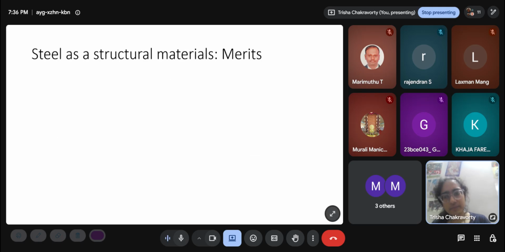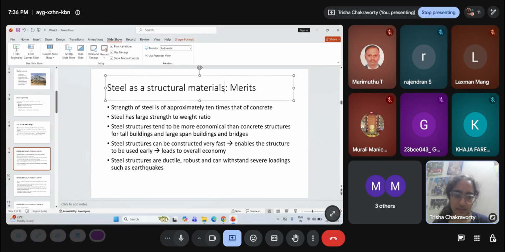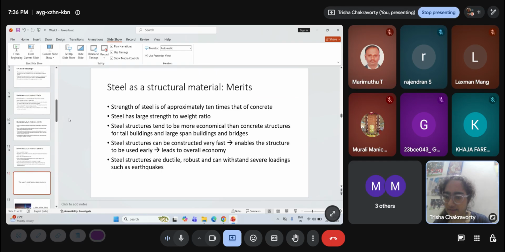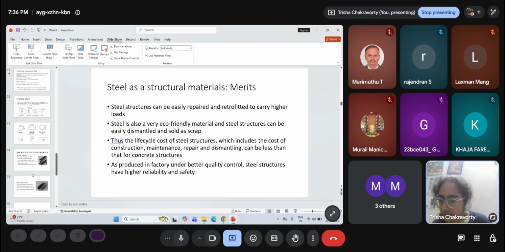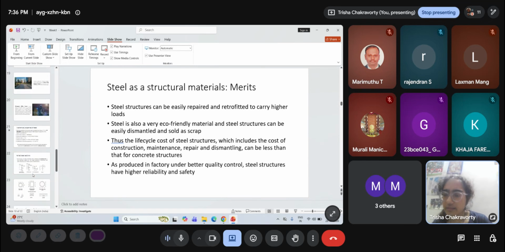Now we'll go into steel as a structural material, its merits and demerits, and then I think the stress-strain curves. Yes, that is later.